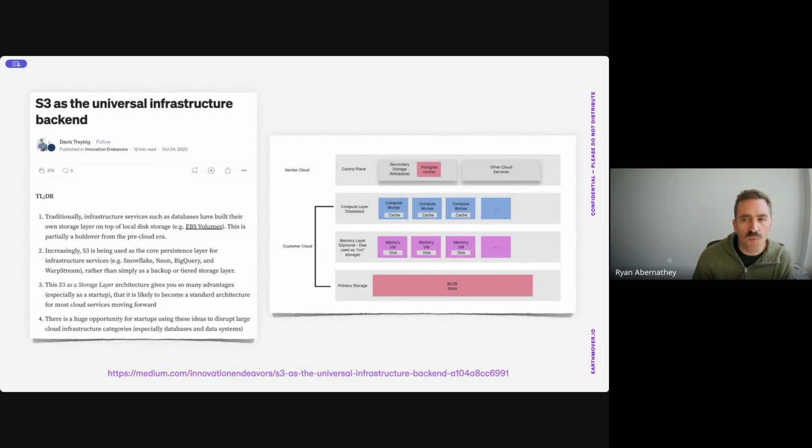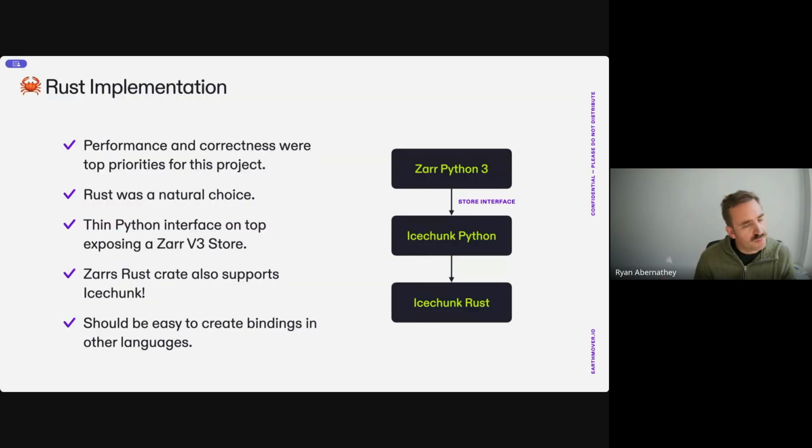Just zooming out a little bit more, we see this as really part of a broader trend in the tech industry, which is to leverage object storage as a universal infrastructure backend, make object storage do as much work as possible to make the downstream library's job as easy as possible. I'm going to zoom over this. We wrote Icechunk in Rust, so it would be fast and correct. We have a Python layer on top of it, and actually this has also already been implemented in the Zarr Rust crate. So those are the two Zarr implementations that support Icechunk.